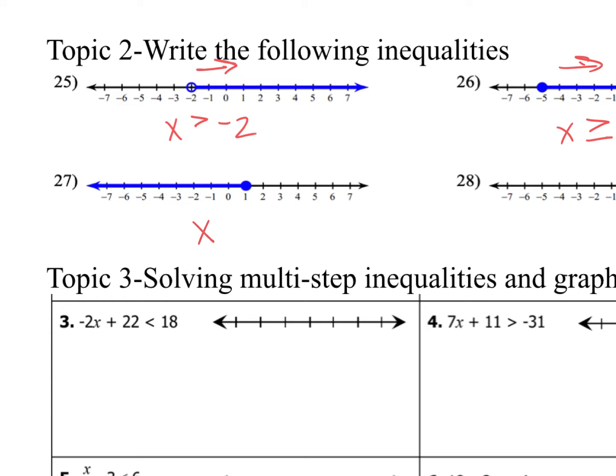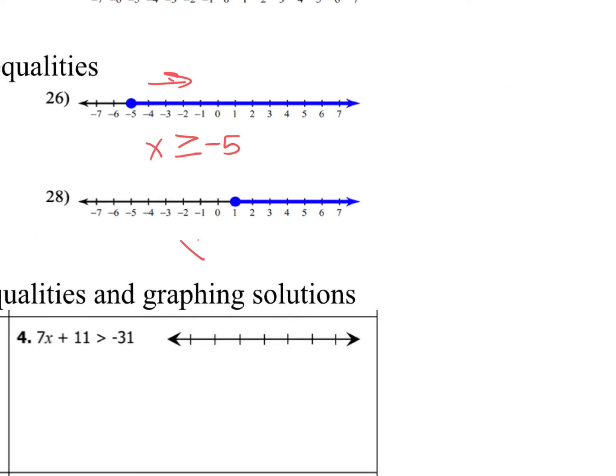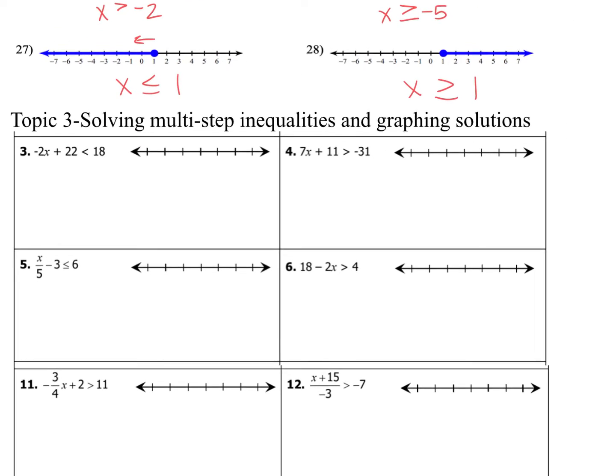27, I've got x and 1, closed dot, so I know it's equal to, and this one goes to the left, so I know it's less than. And number 28, I have x and I've got 1. This is a closed dot, so I know it's equal to, and this one goes to the right, so it's greater than. All right, now we're solving.